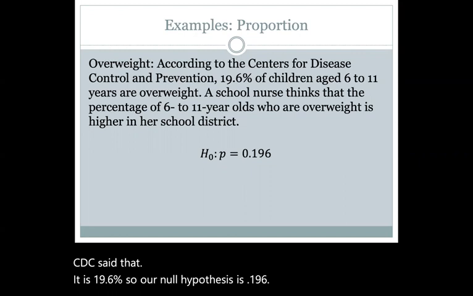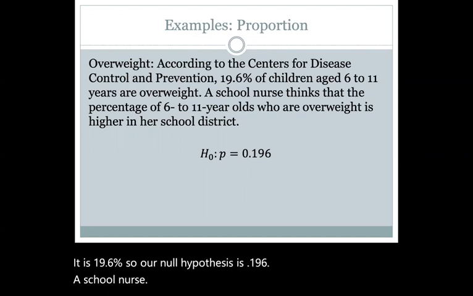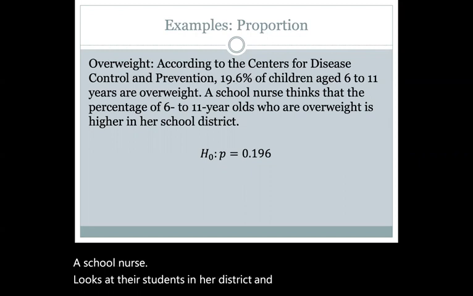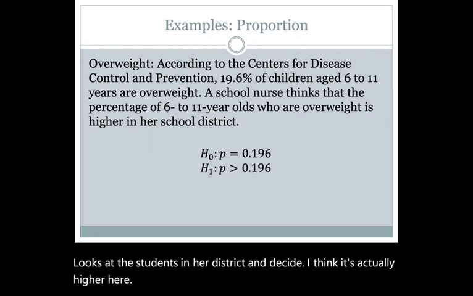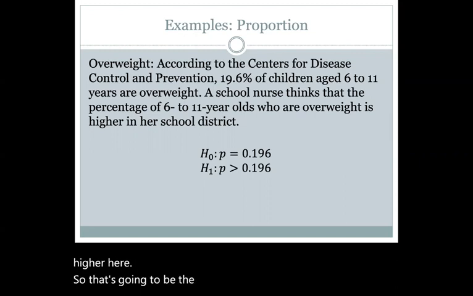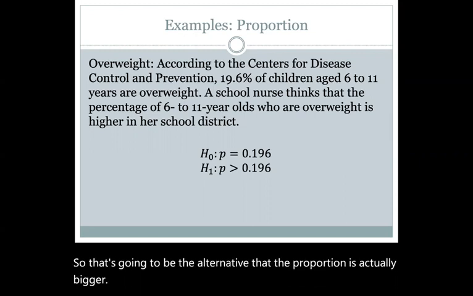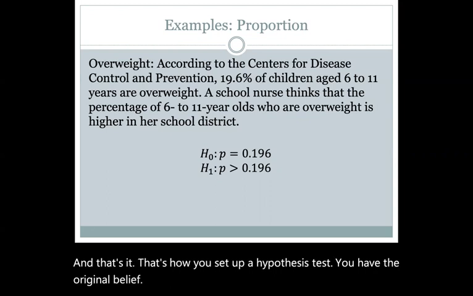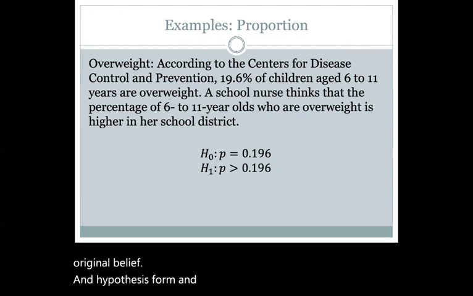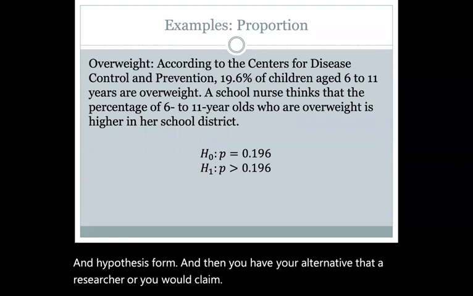A school nurse looks at the students in her district and decides, I think it's actually higher here. So that's going to be the alternative, that the proportion is actually bigger. And that's it. That's how you set up a hypothesis test. You have the original belief and hypothesis form, and then you have your alternative that a researcher or you would claim differs and in which direction.